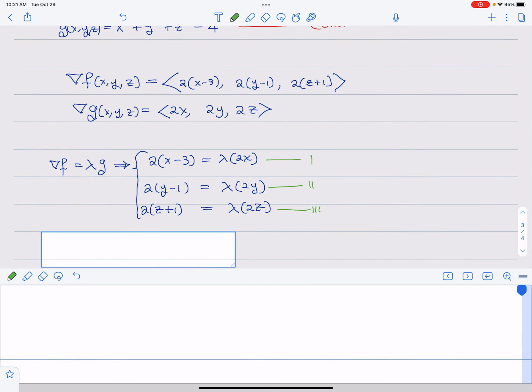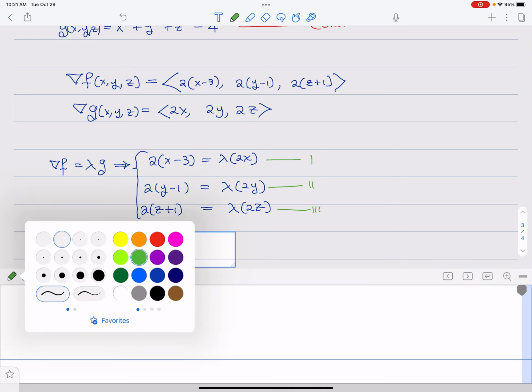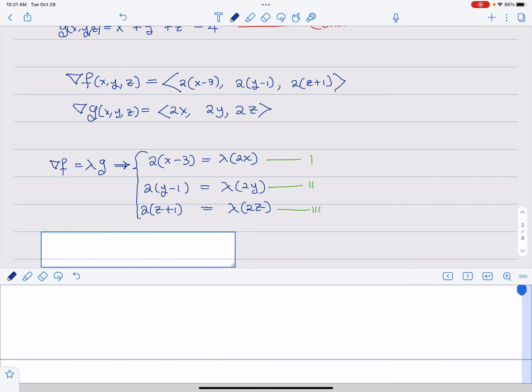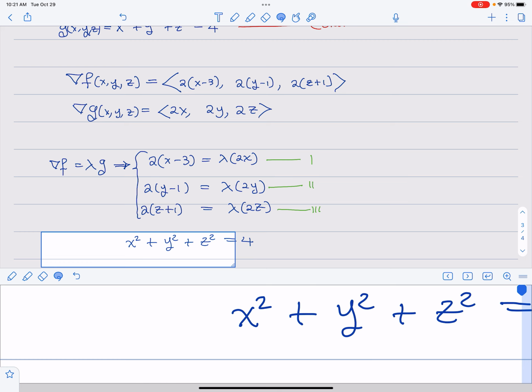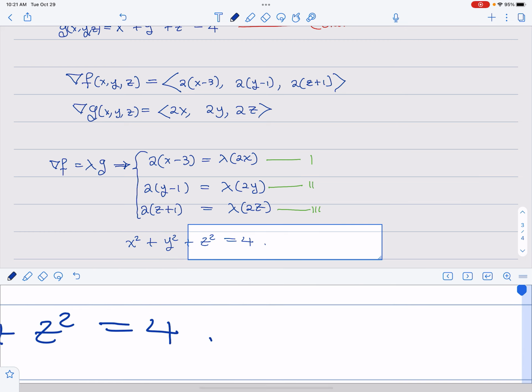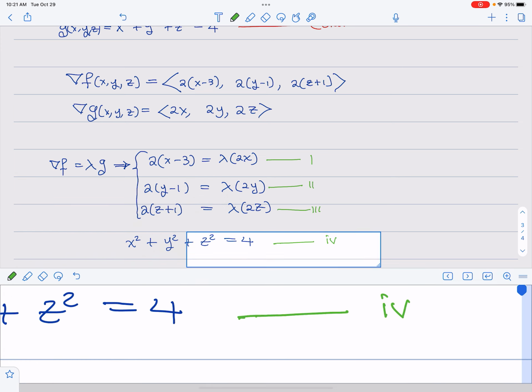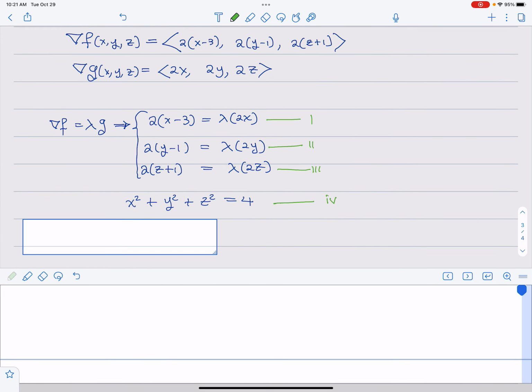All right, and then we have the constraint. What is the constraint? The constraint is just the sphere. The sphere is x squared plus y squared plus z squared is equal to 4. So let's call this equation 4. All right, so we have 4 equations to solve. You can solve this however you want, but there are things that are easy to see.